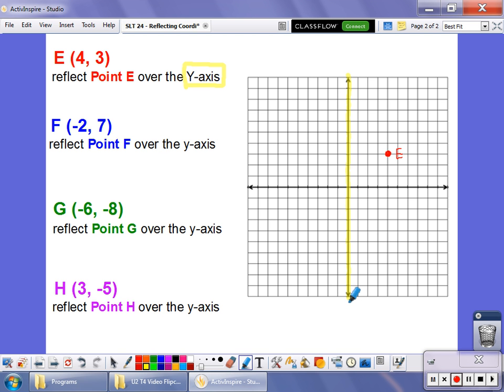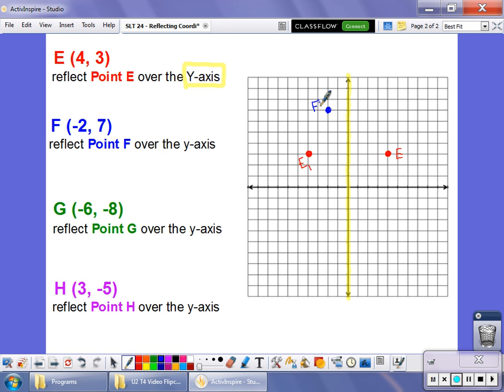So remember, a reflection is 2 points that are the same distance from an axis. So in this case, this one is 4 units to the right. My reflection is going to be 4 units to the left. The trickiest thing about reflecting is making sure you pick the correct axis to reflect over. So point F, -2, +7. So -2, 1, 2, 3, 4, 5, 6, 7.